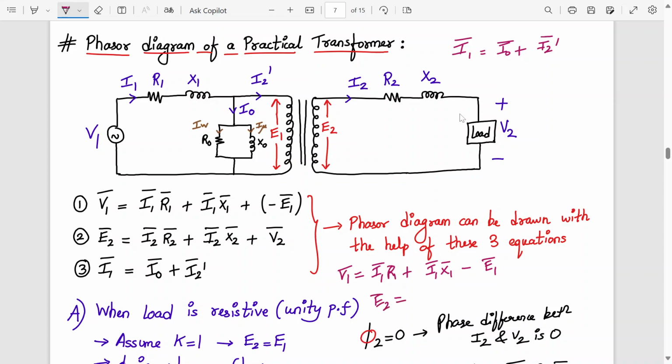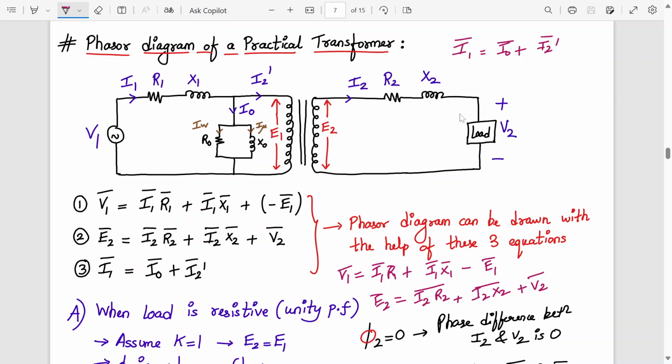What is E2? Now the current is flowing outward, so E2 is I2 R2 plus I2 X2 plus V2, because E2 and V2 are of the same polarity. So it will be I2 R2, the voltage drop, then I2 X2 plus V2 bar. Agree? You have written these three equations.